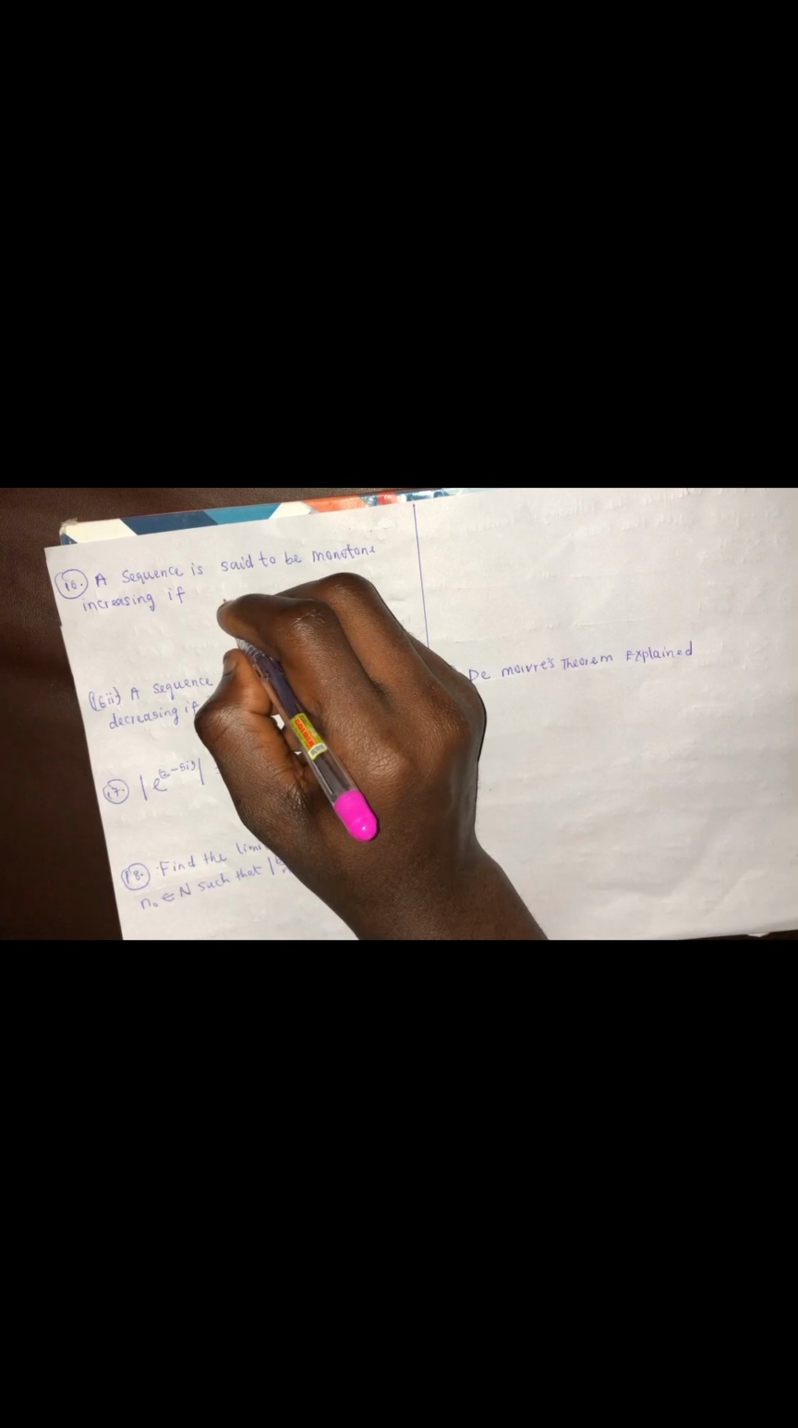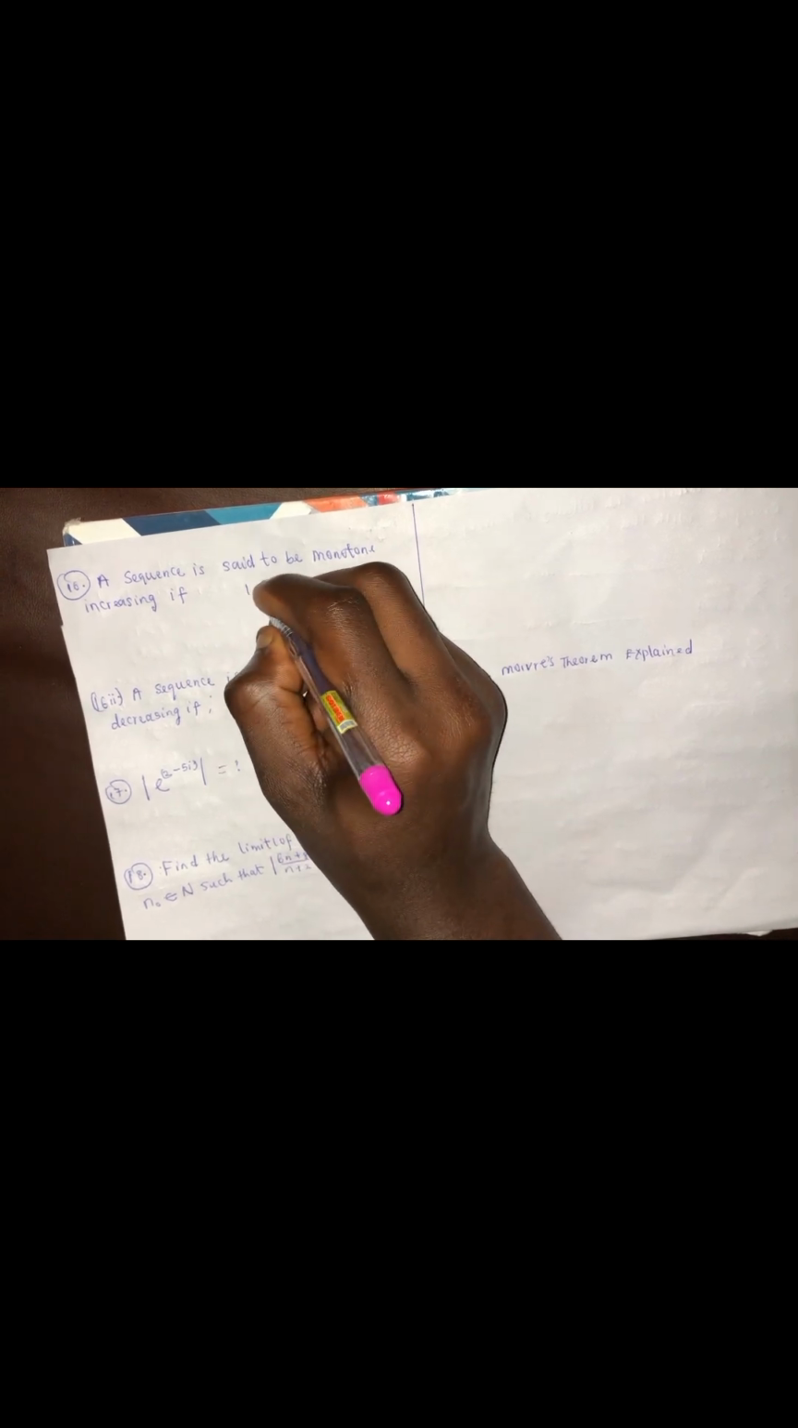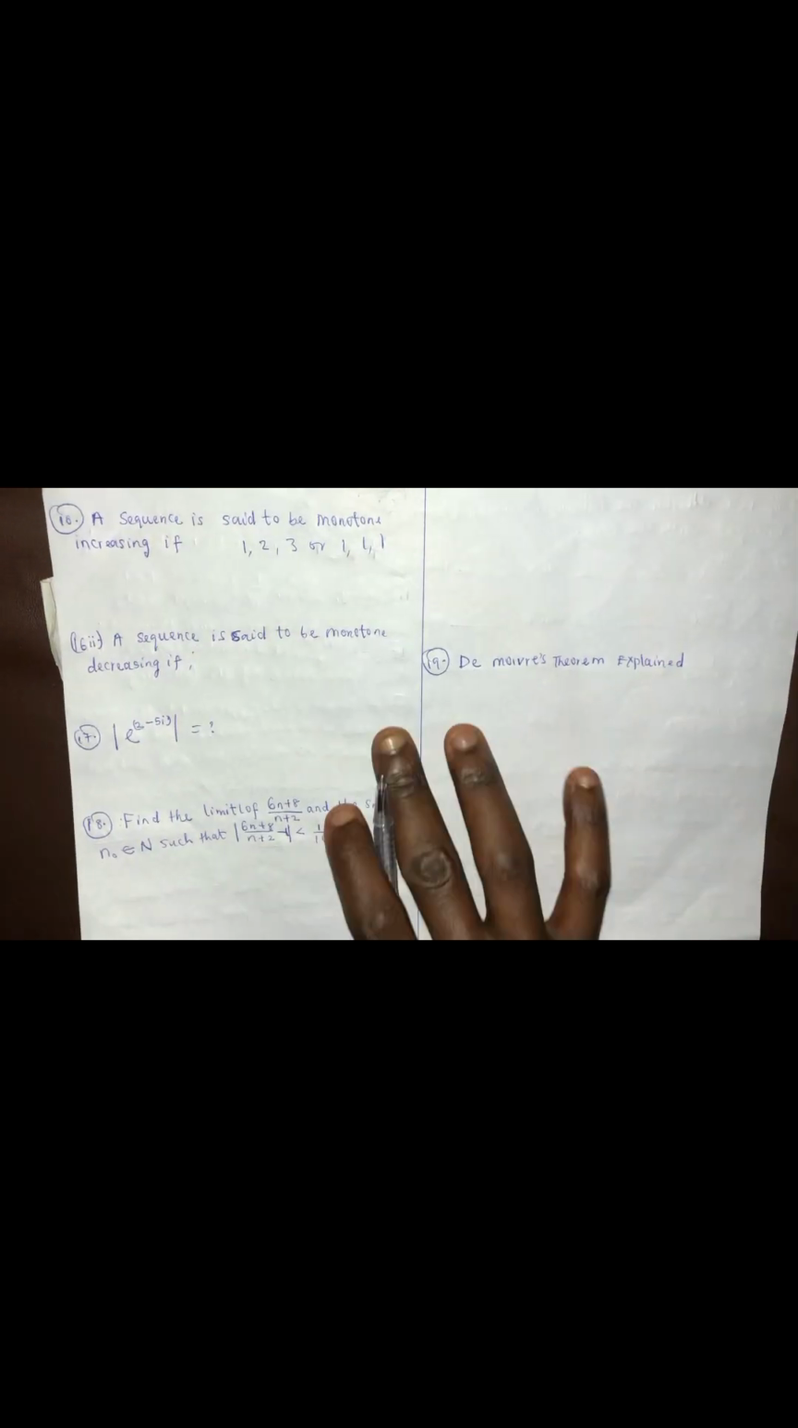A sequence is said to be monotone increasing if, a sequence is said to be monotone decreasing if. Now monotone increasing is like when you have a sequence like 1, 2, 3. This is what we call monotone increasing. Or you can have 1, 1, 1, provided that it is not reducing. So what you can use to explain this is a sequence is said to be monotone increasing if the subsequent value, like this.